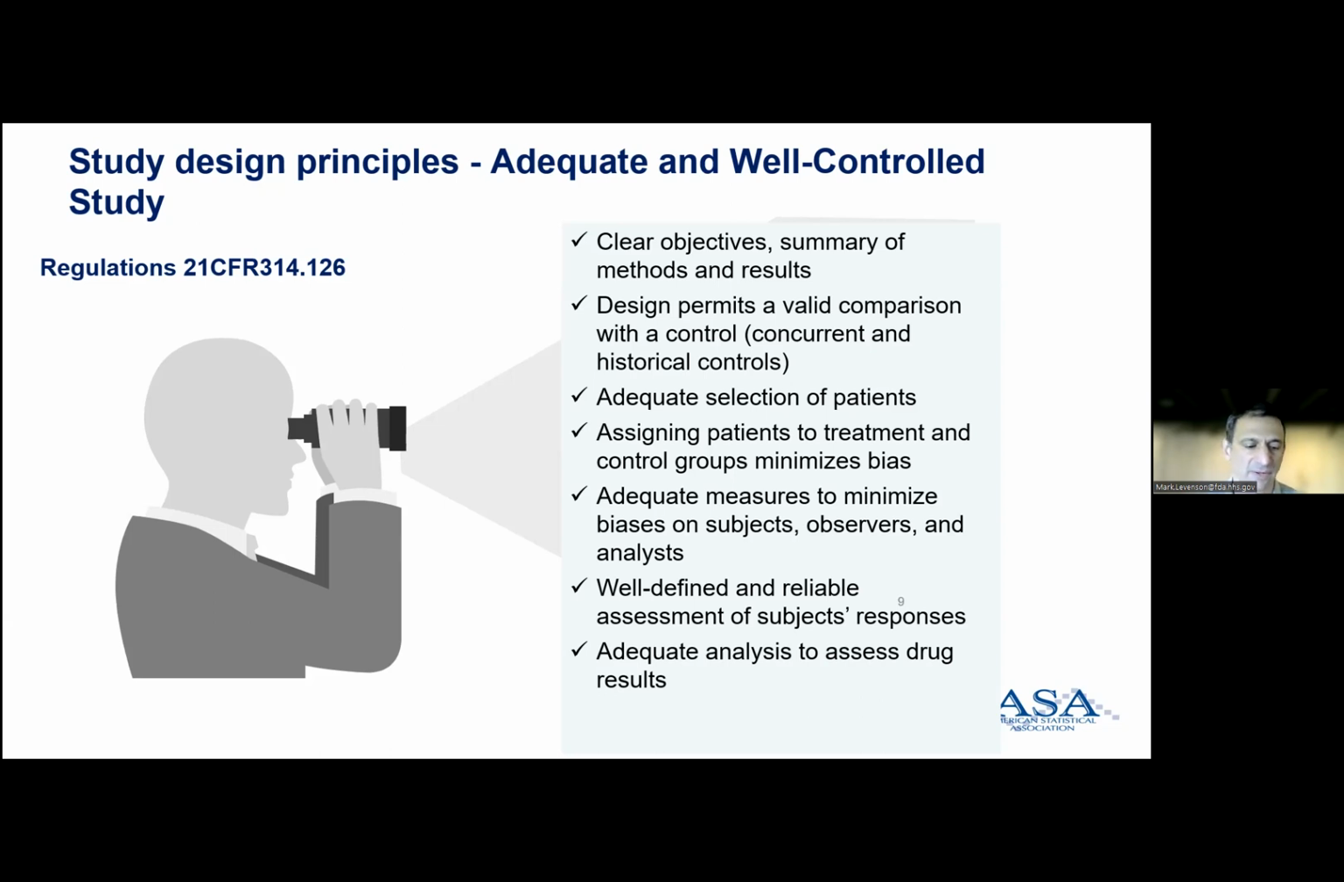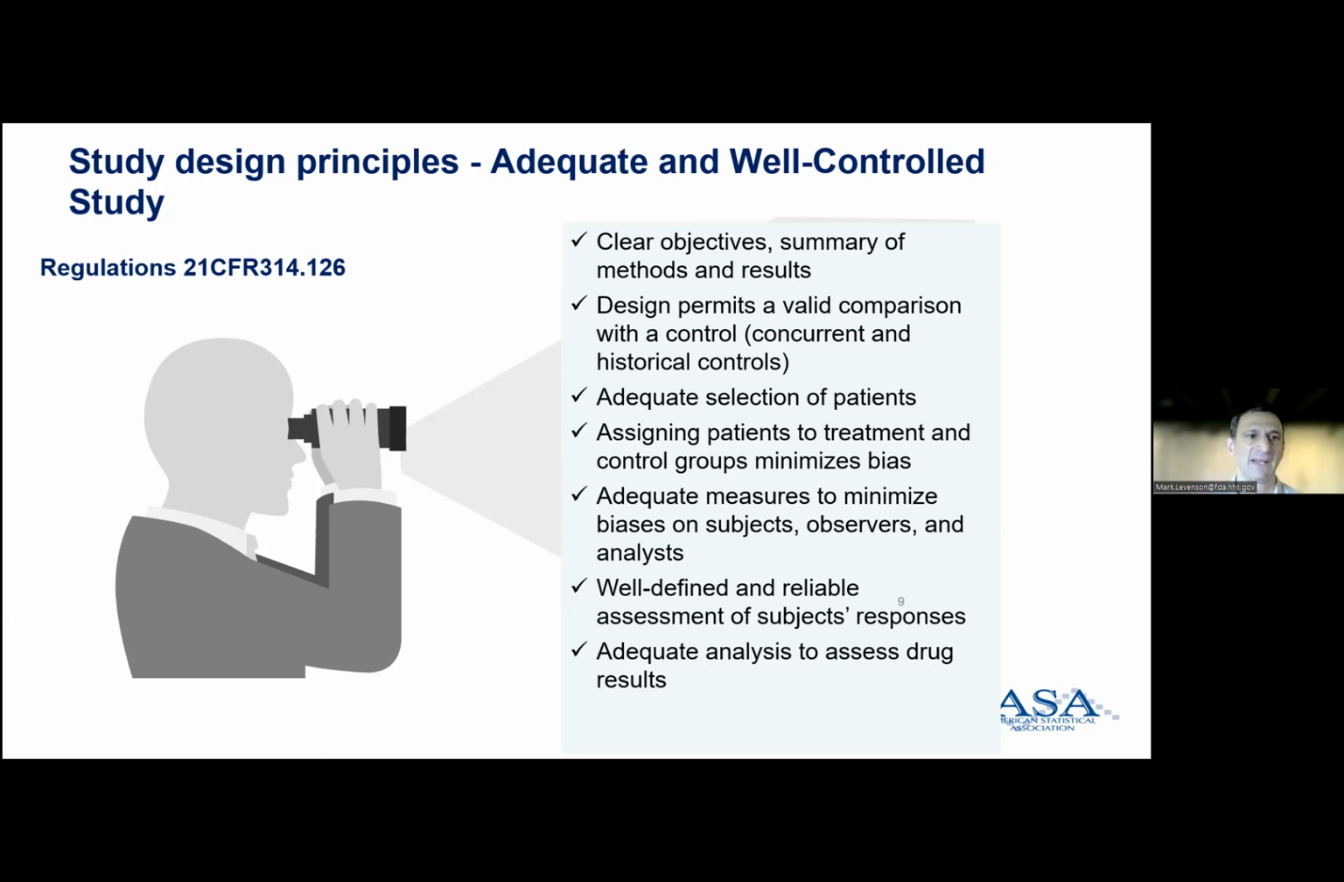In order to get a drug approved in the US, you have to prove it's efficacious. And that's done by providing substantial evidence through adequate and well-controlled trials. So I'm basically recalling US statute, US law now. But what is an adequate and well-controlled study is described in US regulations. And I'm paraphrasing that here.